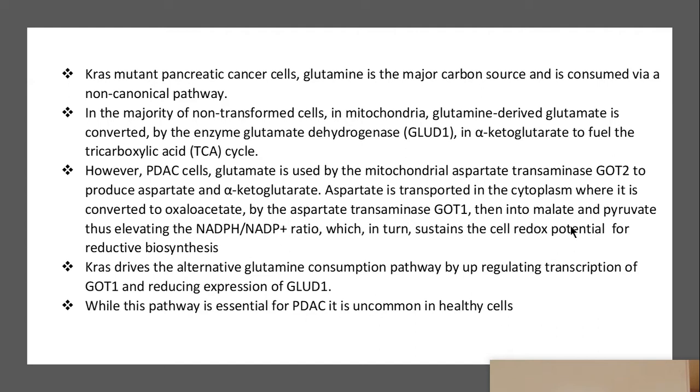So that's how that process normally works. However, in PDAC cells, remember that is the pancreatic ductal adenocarcinoma, glutamate is used by the mitochondrial aspartate transaminase, GOT2, I just showed you that, to produce aspartate and alpha-KG. Aspartate is transported to the cytoplasm, where it is converted to OAA by the aspartate transaminase reaction, and then into malate and pyruvate. That's going to elevate the NADPH and NADP levels for reductive biosynthesis.